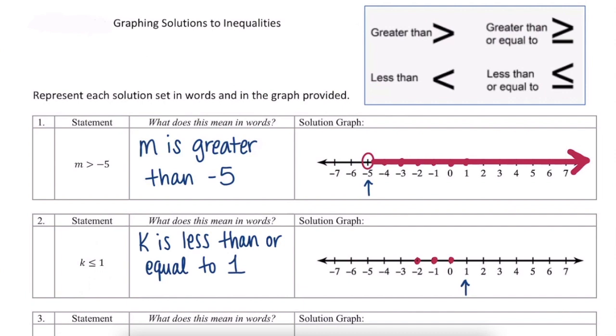So in this case, it's going to be every number to the left of 1, and it doesn't stop at the end of our number line. It keeps going. Now, what about 1? Is 1 a solution here? Well, we have to go back and look at our symbol. Here, k is less than or equal to 1, so yes, 1 is part of our solution set, and we want to make sure we put a big closed point on 1 to show that it is included.